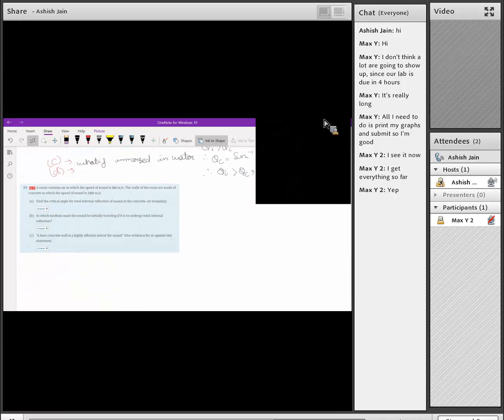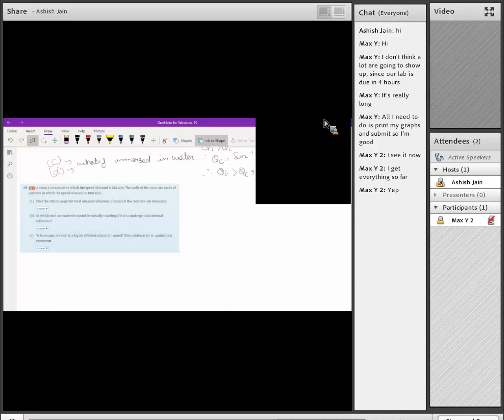Okay. So the question is, a room contains air in which the speed of sound is 343 meters per second. The walls of the room are made of concrete in which the speed of sound is around 4 times the speed of sound in air. Find the critical angle for total internal reflection of sound at the concrete-air boundary. In which medium must the sound be initially traveling if it is to undergo total internal reflection? And the third part is whether it's an efficient mirror for sound.